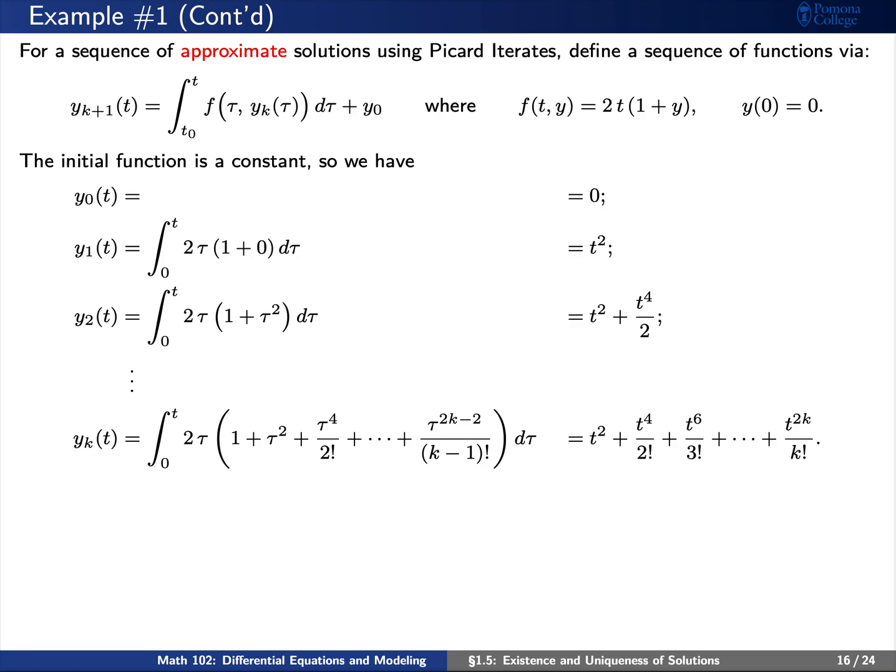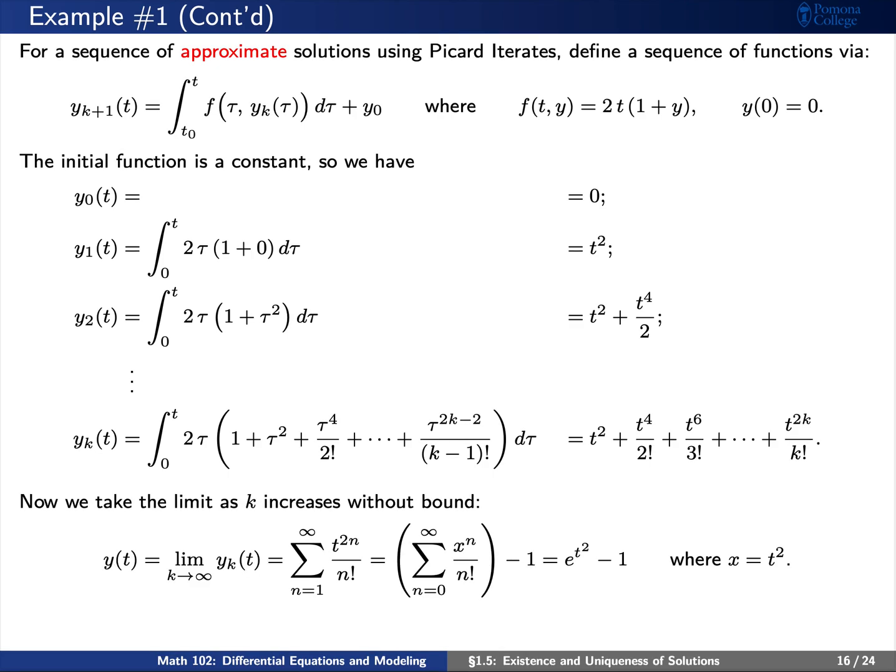Y sub k of t is equal to t squared plus t to the 4th over 2 factorial plus t to the 6th over 3 factorial, and so forth. Now, let's take the limit as k increases without bound. This was how Picard's method worked. Once we worked out the Picard iterates, we can now take the limit as k increases without bound. We find y of t is equal to a sum, n goes from 1 to infinity, t to the 2n over n factorial.